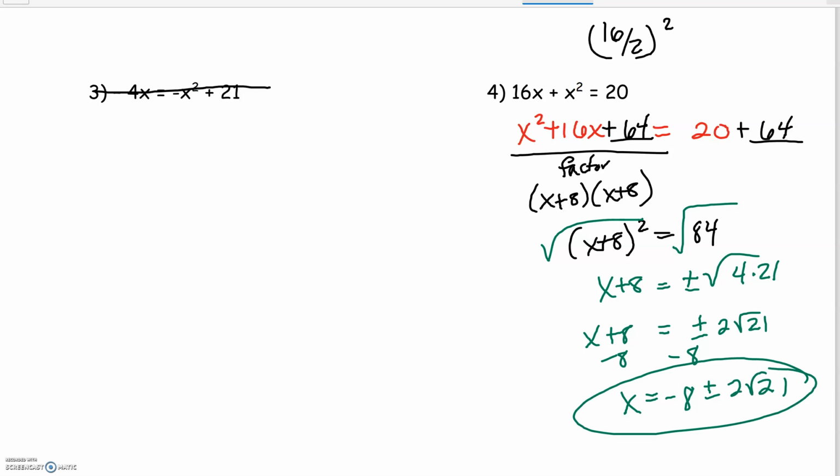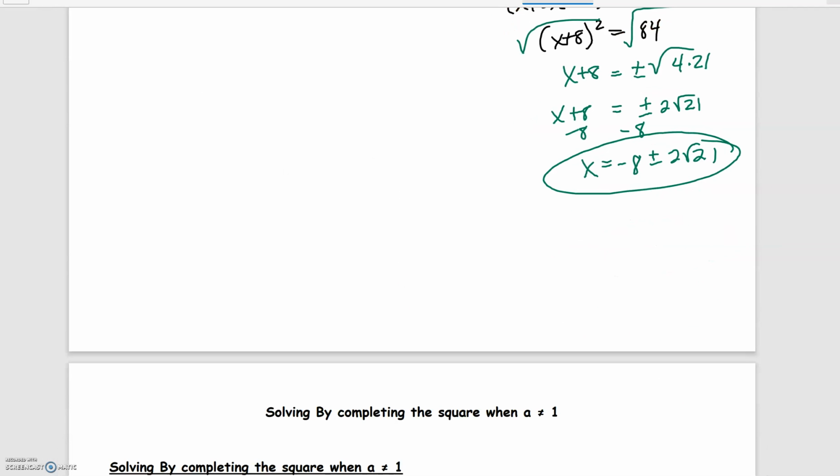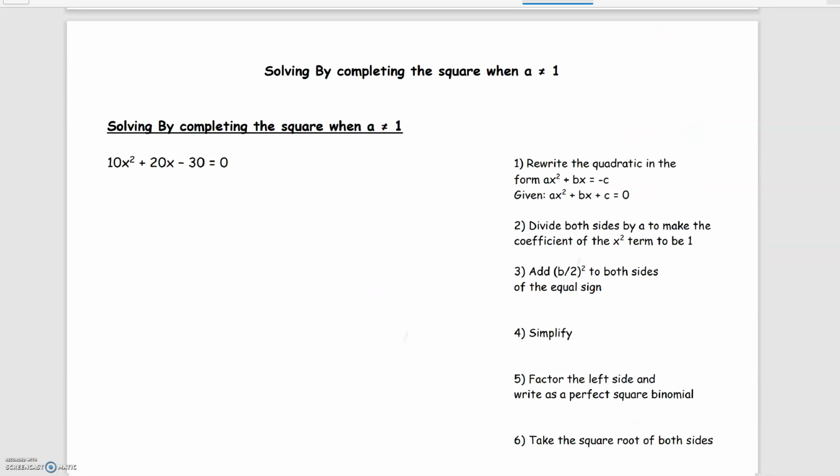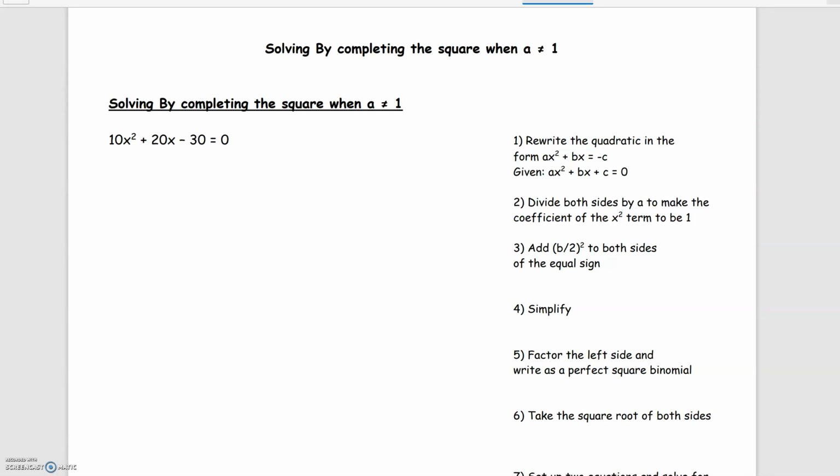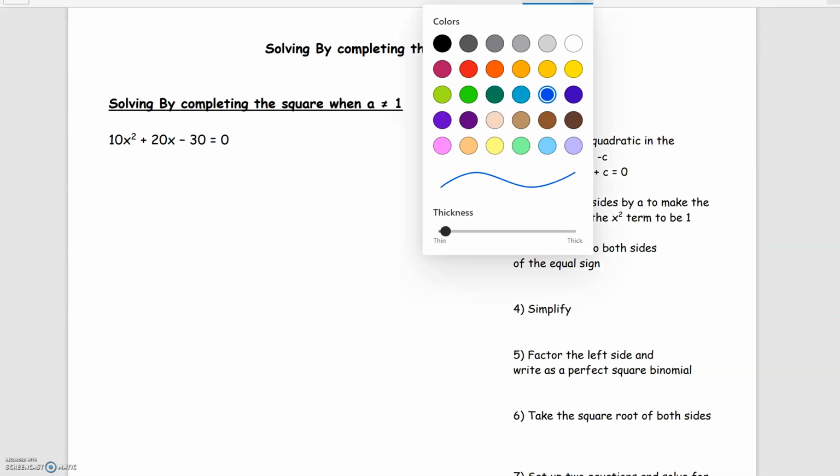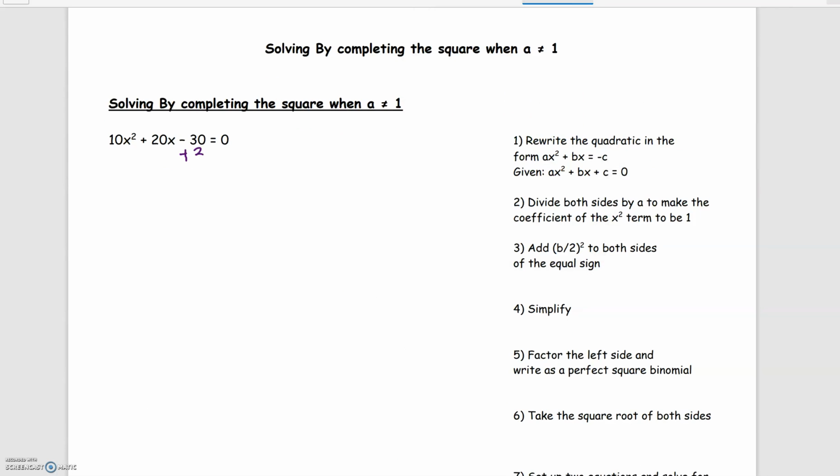And we are done. So let's take a look next at when a is not 1, what do we do? So we follow a lot of those same steps here, but we have one additional step. So we're still going to move this to make room for our magical number there. So we're going to move that c over here. So we have 10x squared plus 20x, leaving a spot, equals 30.